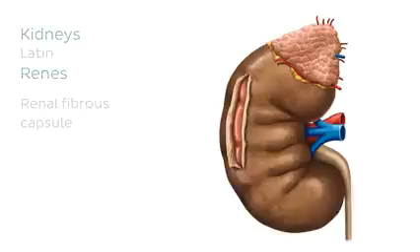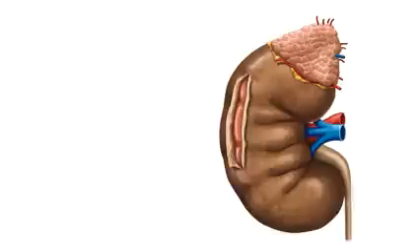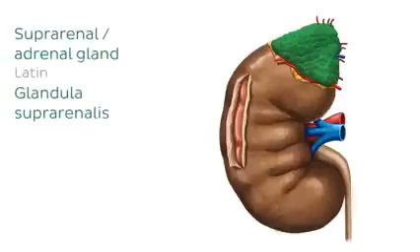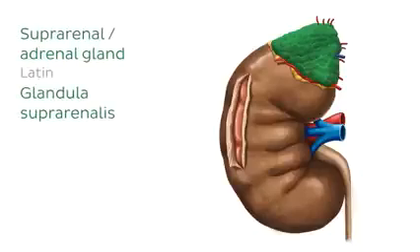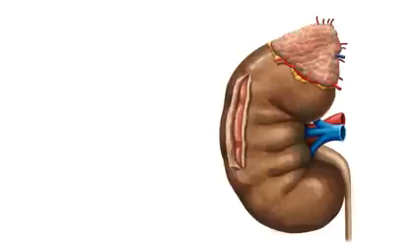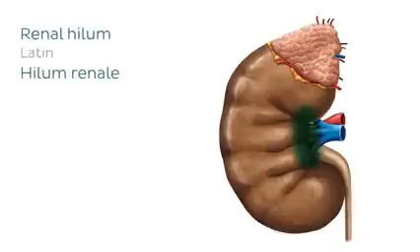Also seen from this view, at the superior pole of each kidney is an endocrine gland enclosed in a fibrous capsule and a cushion of perirenal fat called the suprarenal or adrenal gland, which we highlighted here. Now, these glands are not part of the urinary system and function instead as part of the endocrine system. Don't forget that.